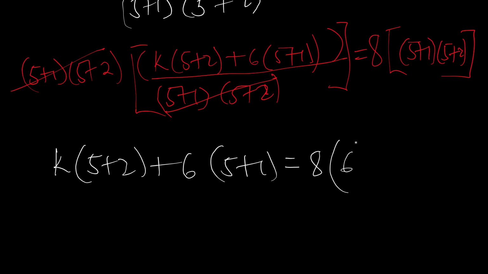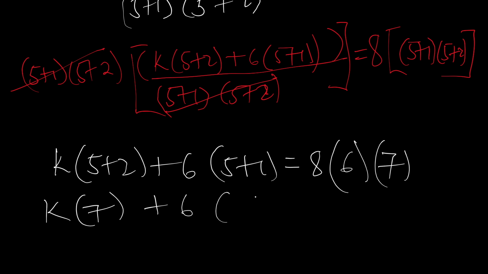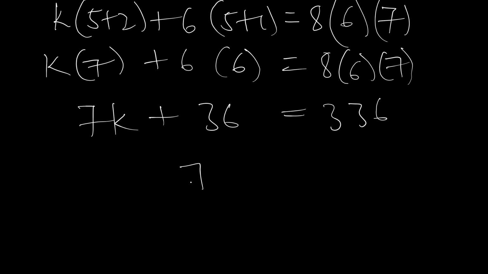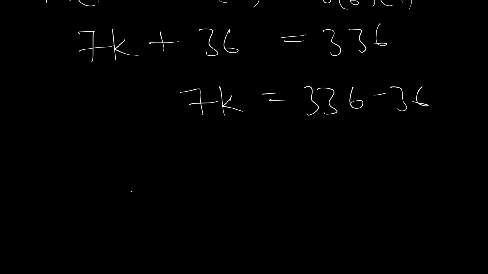is 6 and 5 plus 2 is 7. So you have k multiplying 5 plus 2 is 7, plus 6 multiplying 5 plus 1 is 6, is equal to 8 multiplying 6 and 7. So 7 times k is 7k plus 6 times 6 is 36, is equal to 8 times 6 times 7, is equal to 336. So we have 7k is equal to 336 minus 36. So 7k is equal to 300.